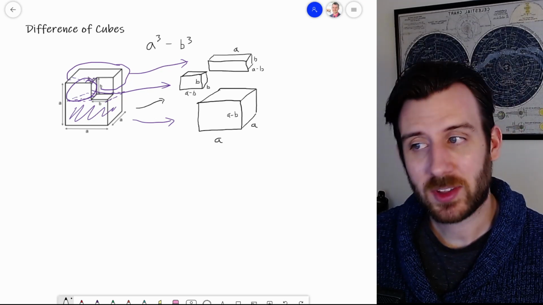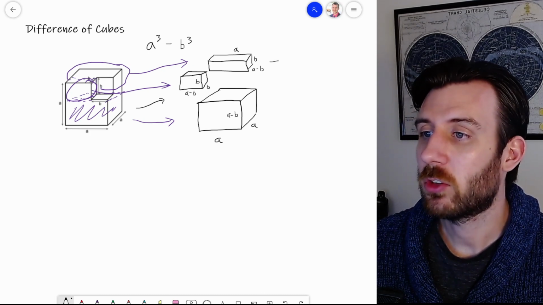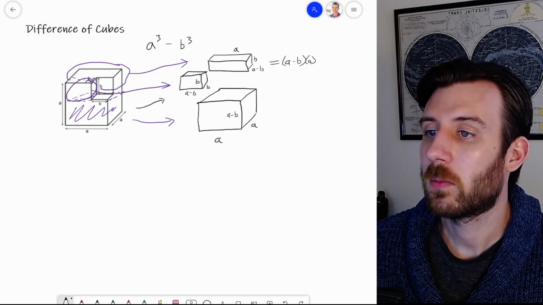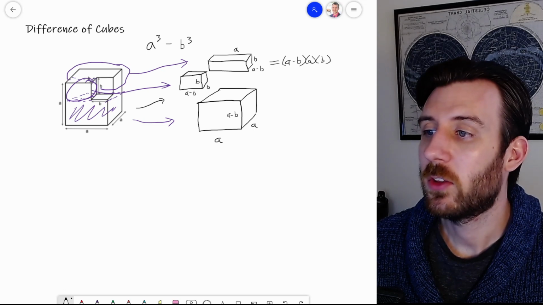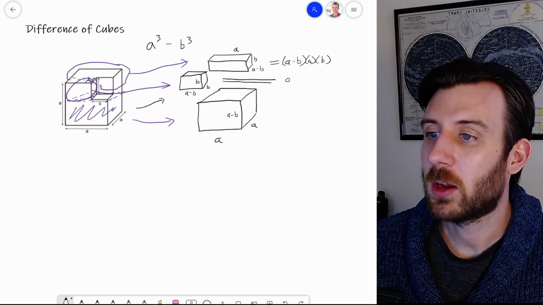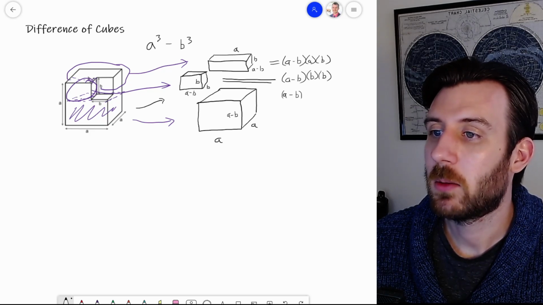So if you want to describe the size of all this, we're just talking about lengths and widths and heights all being multiplied. So this first one here turns into A minus B times A times B. This next one here just turns into A minus B times B times B. And this one down here just simply turns into A minus B times A times A.